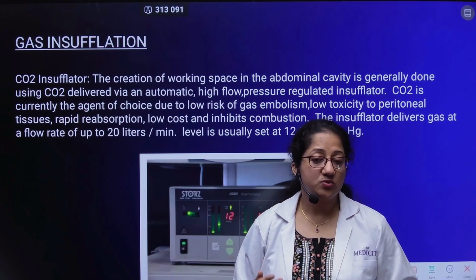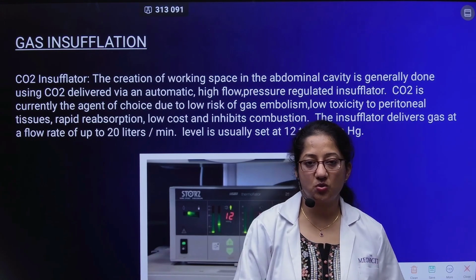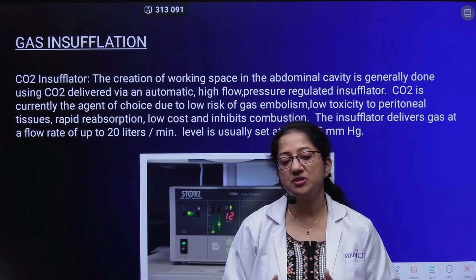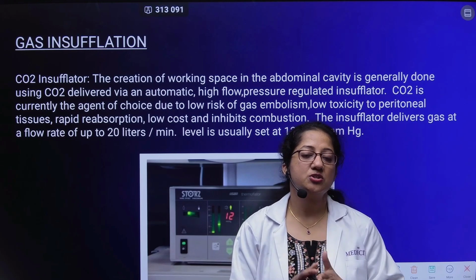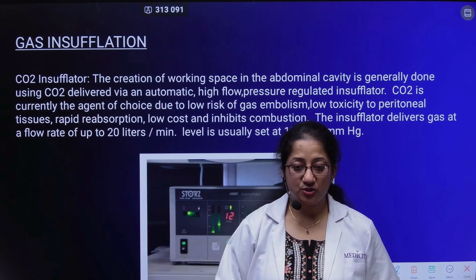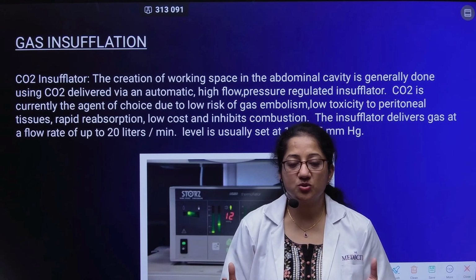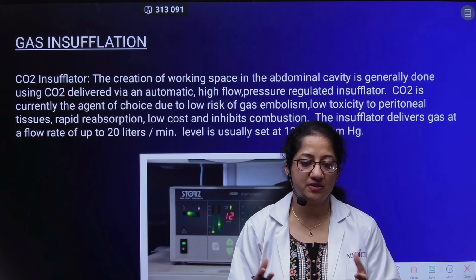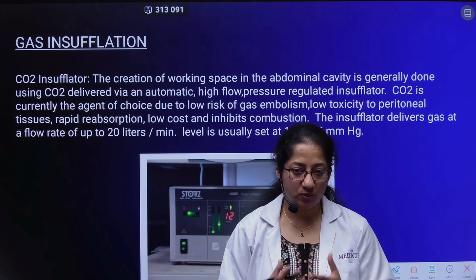And why do we use carbon dioxide most commonly? Because it has a low cost, it has a rapid reabsorption, it is low toxic to the peritoneal tissues, it inhibits combustion. Because we have to use cautery inside the abdomen, so we cannot use any gas which can get inflamed with the cautery.